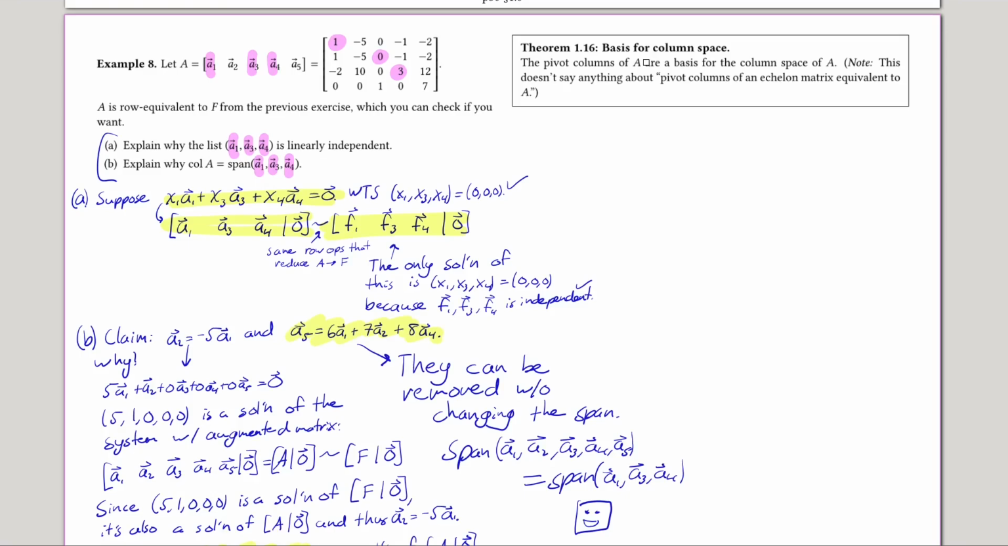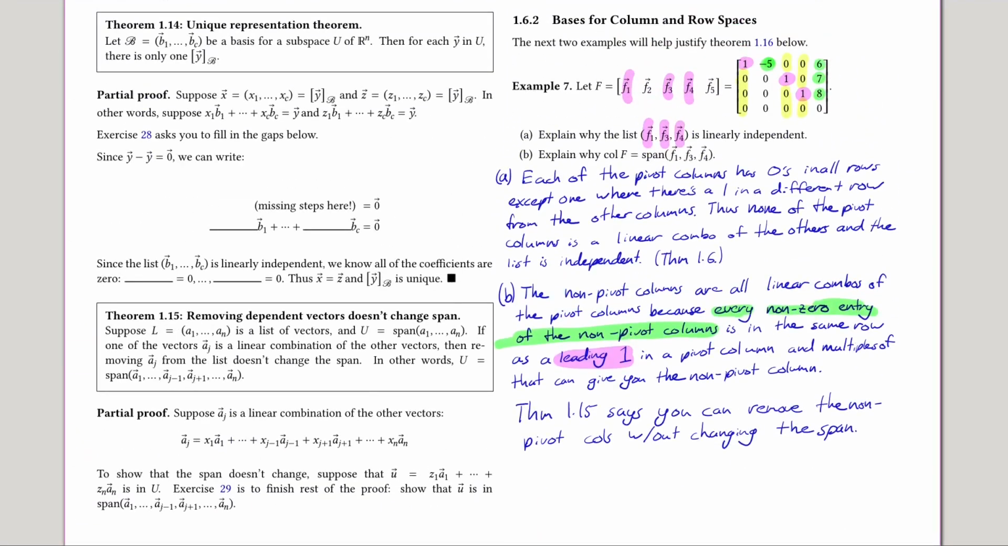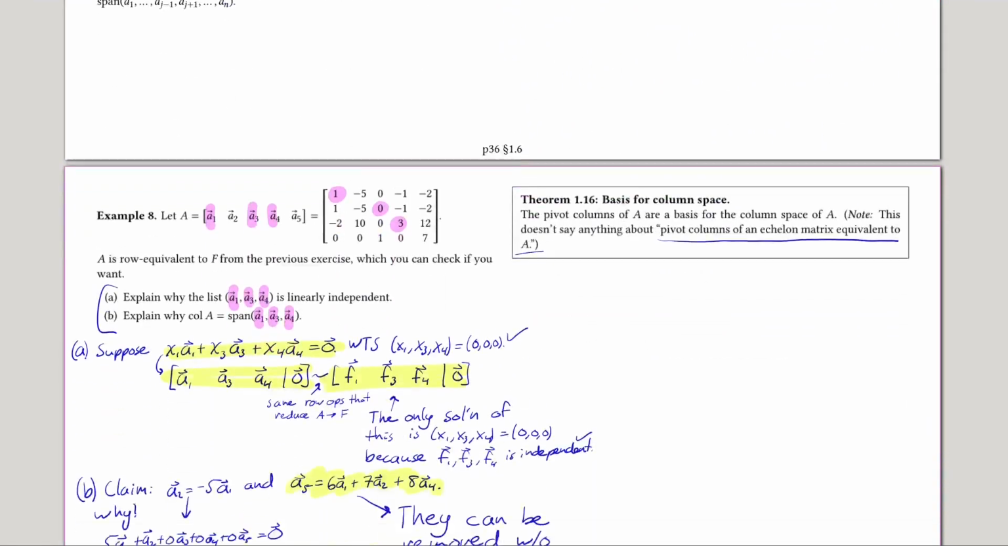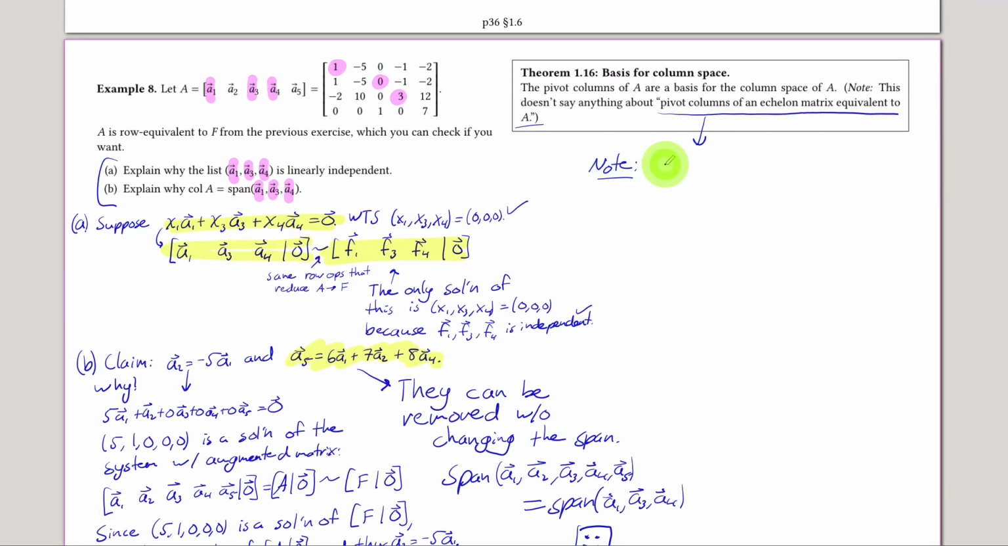There is a more formal proof in the book if you really want to read it, but you don't have to. One thing we should say about this is that this does not say anything about the pivot columns of an echelon matrix equivalent to A. It doesn't say anything about the pivot columns of F being a basis for the column space of A. And if you think about it for a second, you can see why they really are not a basis. Let's look at it.